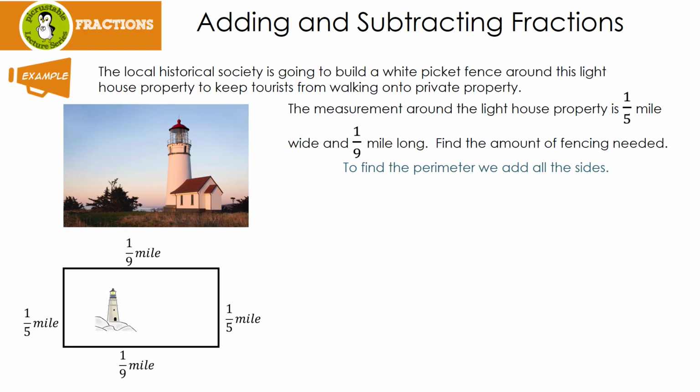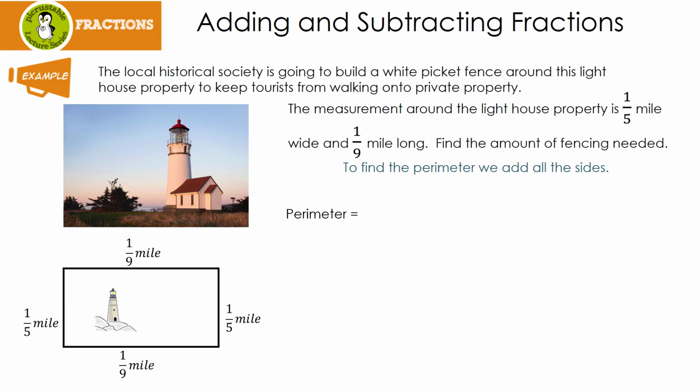Let's look at this word problem. The local historical society is going to build a white picket fence around this lighthouse property to keep tourists from walking onto private property. The measure around the lighthouse property is 1/5 mile wide and 1/9 mile long. Find the amount of fencing needed. We're going to be finding the perimeter. And to find the perimeter, we add all the sides. You see, I made a little model below our picture.